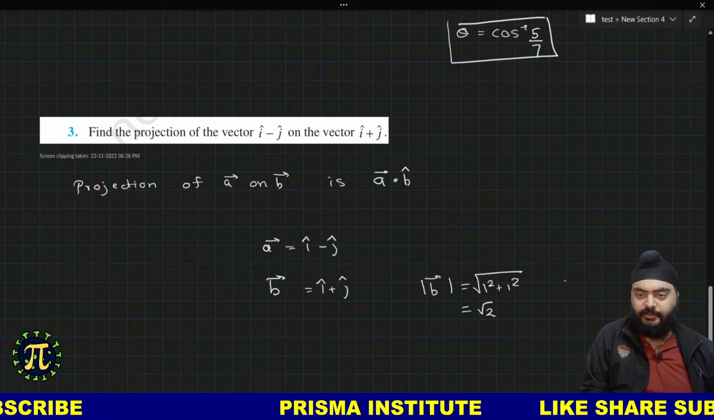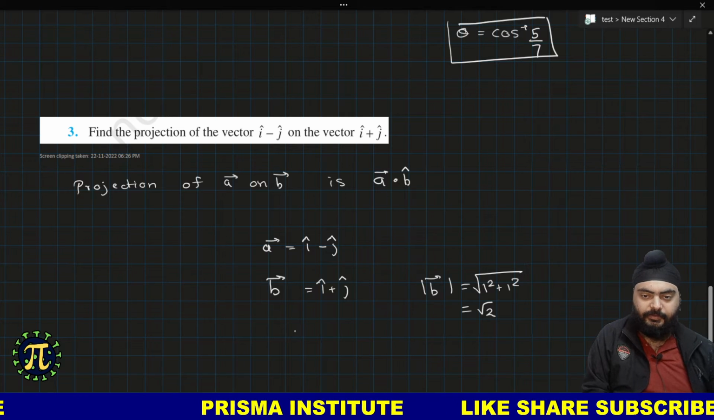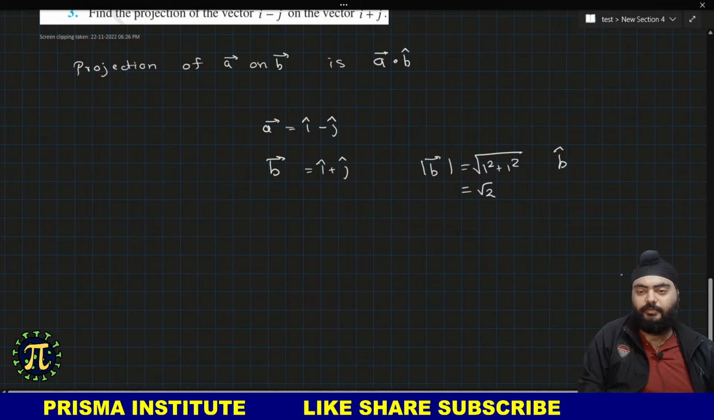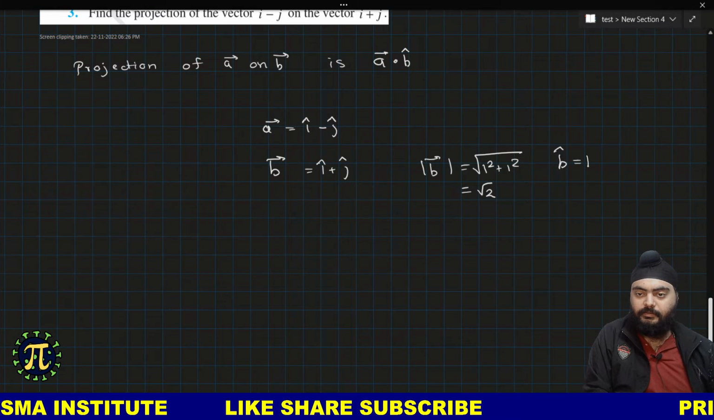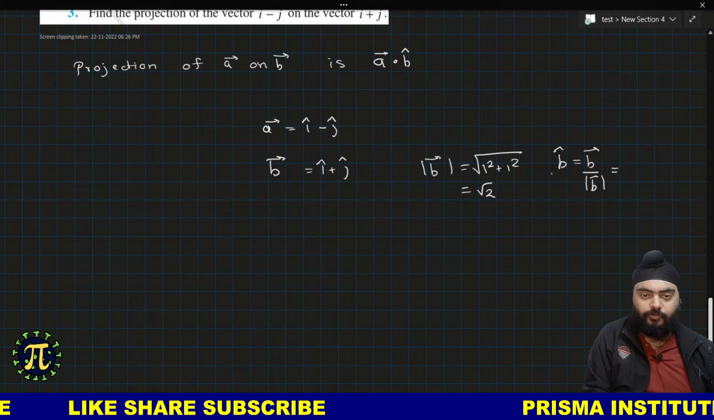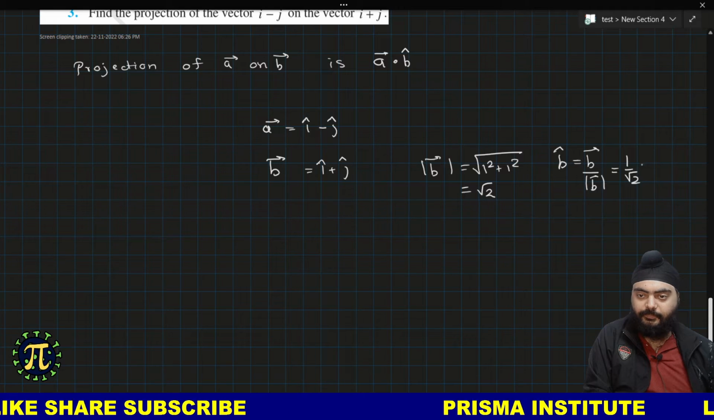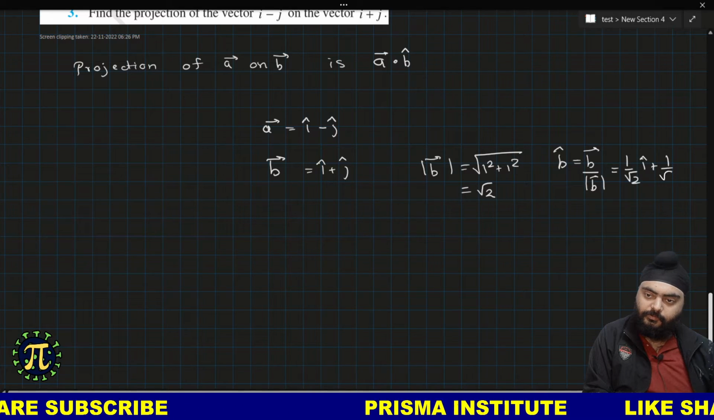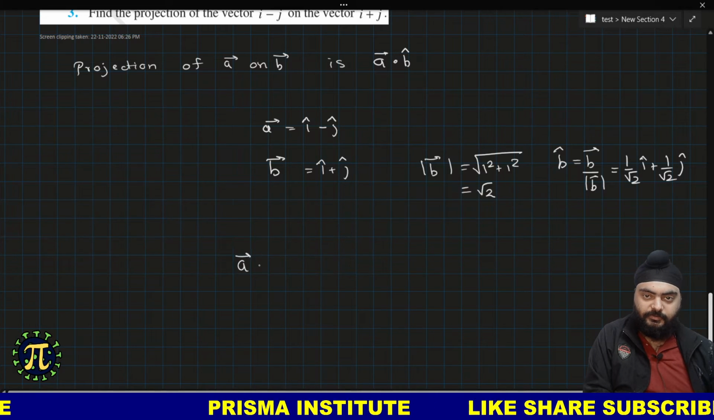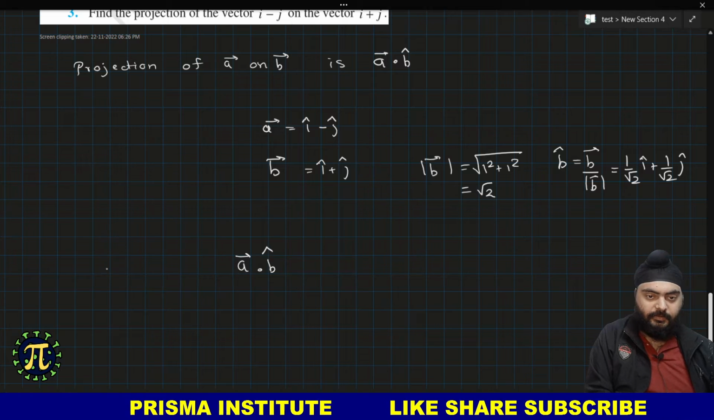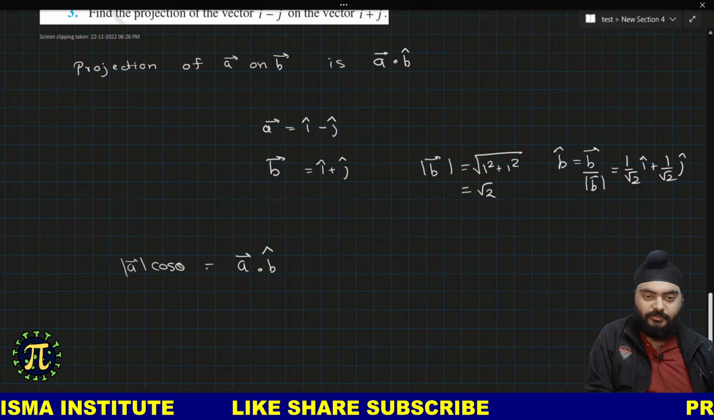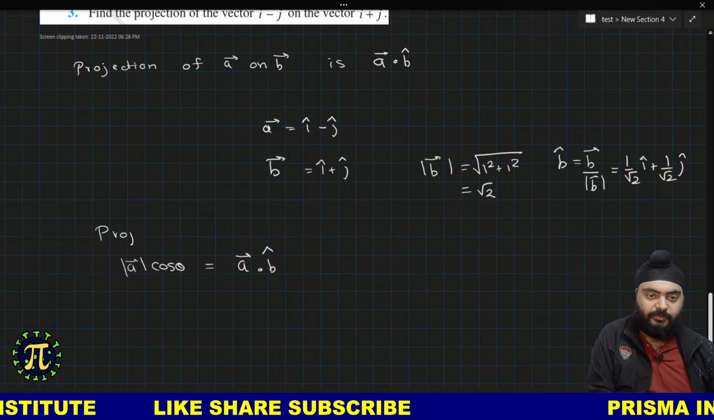Now we can find our B cap. So what will B cap vector be by definition? B cap vector will be B vector divided by magnitude of B. So we have to divide by root 2. So we will get 1 by root 2 I cap plus 1 by root 2 J cap. And let's find the projection of A on B vector. Right? So A dot B cap. This is also mod A cos theta. Right? Okay. You can prove that always. This is mod A cos theta, projection of A on B.